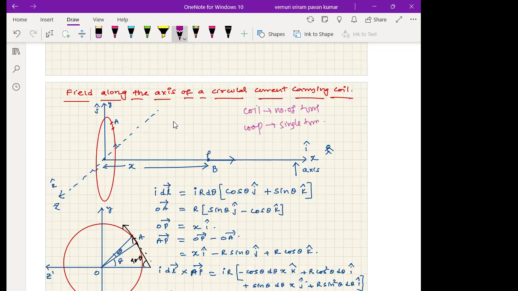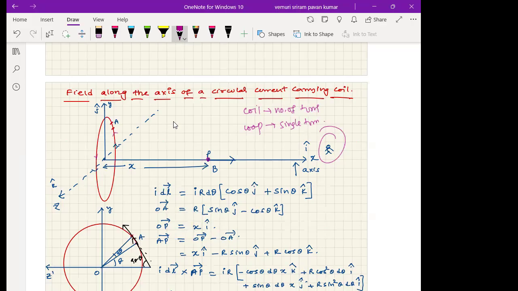So that is a fundamental thing that everyone needs to remember. Coil always represents number of turns. Loop means single turn. Any doubt in this? Now you have a current carrying coil carrying current like this. And here you are on the positive x direction. My interest is at a point P. I hope I have introduced all.